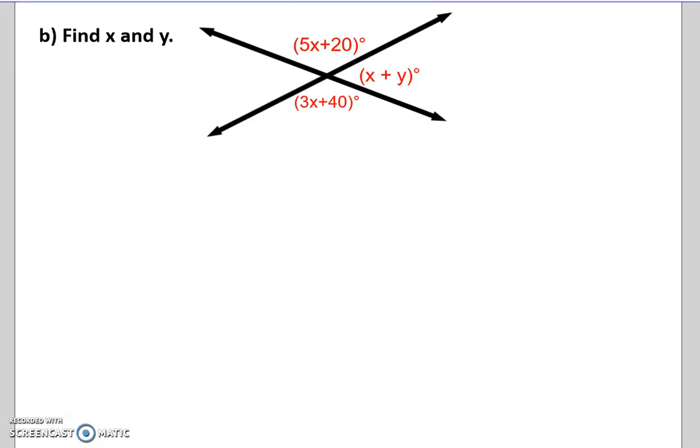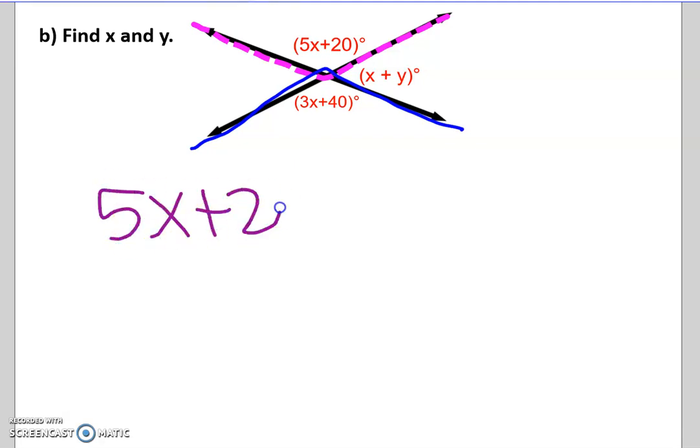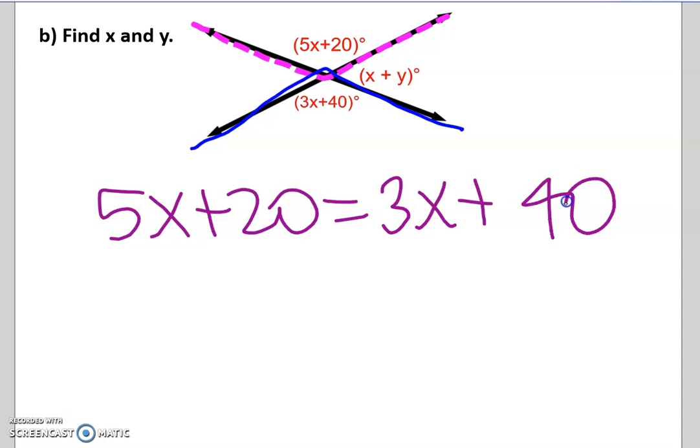And it's going to be those beautiful vertical angles again. I love vertical angles. Vertical angles are equal. Notice the pink and the blue. Okay, we can write that equation. 5x plus 20 equals, because that angle is congruent to 3x plus 40. Because vertical angles are congruent. That theorem. I love that theorem.